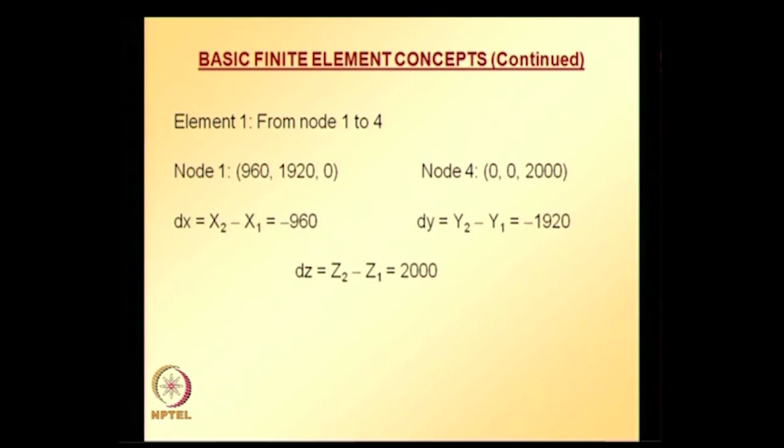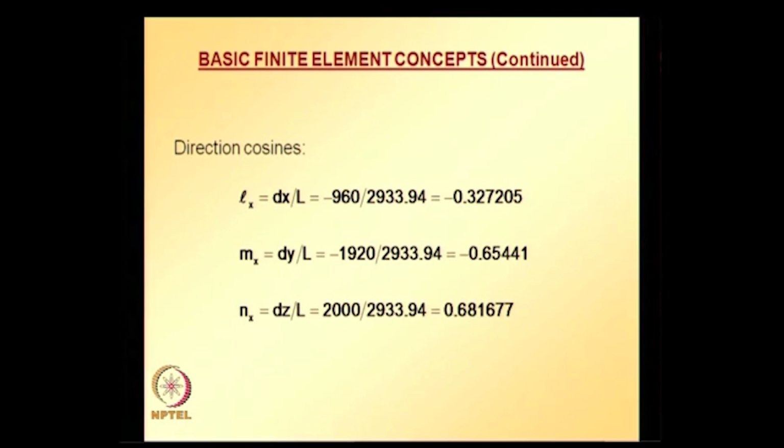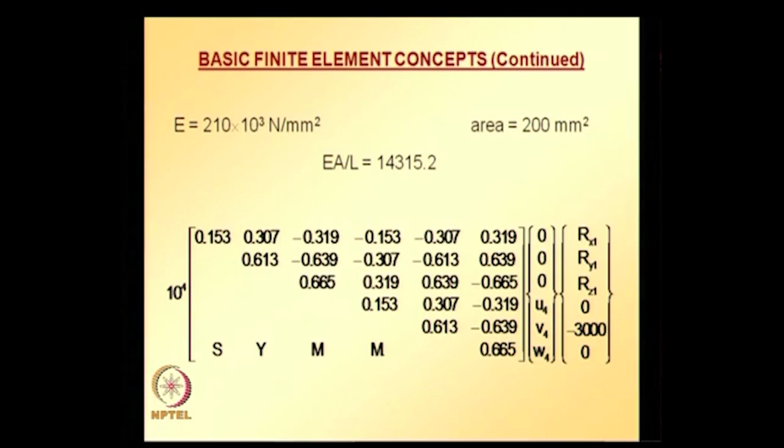and since we know the coordinates of the end points, we can easily calculate the length of this element, and we can calculate the direction cosines Lx, Mx, Nx, and with the material properties, cross sectional areas and the length we just calculated, we can easily write the element equations for this particular element using the formula that we just developed for the 3D space truss element.